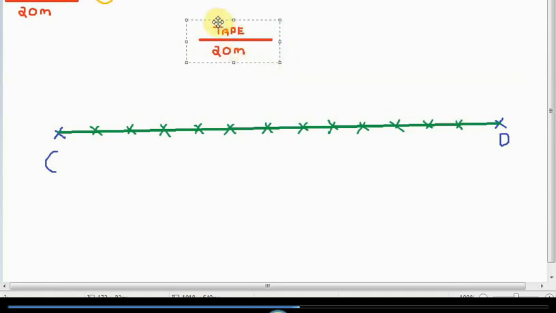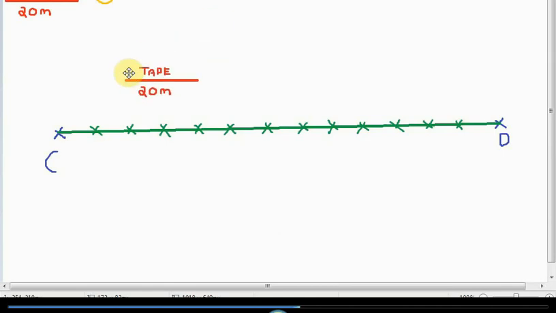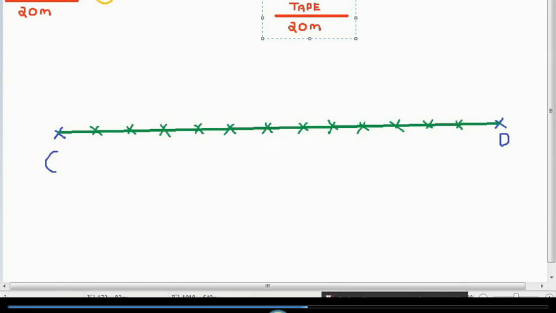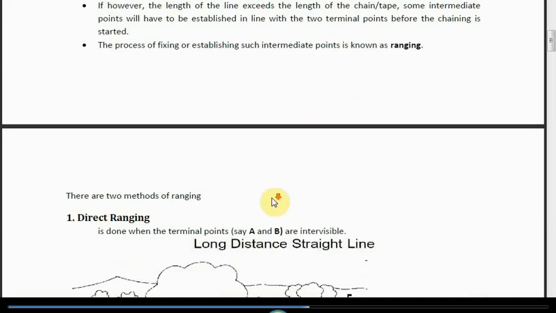Now I can take my tape and hold it along the straight line, and I can easily measure the distance between points C and D. So that's why we require ranging. When the length of the survey line exceeds the length of the tape and we want to measure the length between those 2 points, we have to establish some intermediate points so that we can establish a straight line between the terminal points, and we can measure the distance along a straight line.